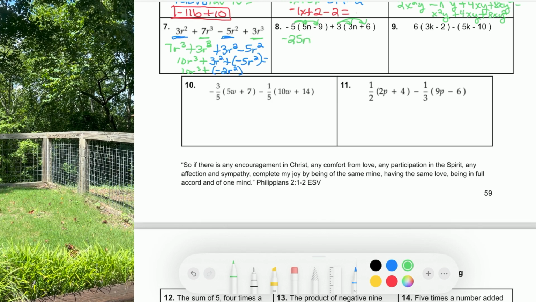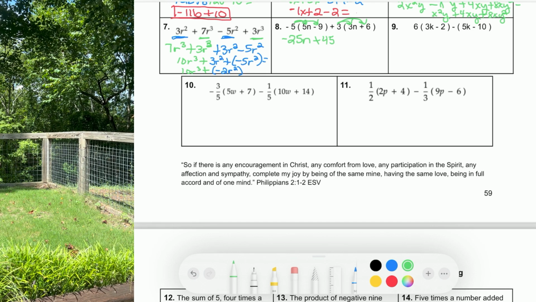Then we have a negative 5 times a negative 9. That becomes a plus 45. Because negative times a negative is a positive. Now we have a 3 times a 3n. That gives us a positive 9n. And we have 3 times 6, which is positive 18.